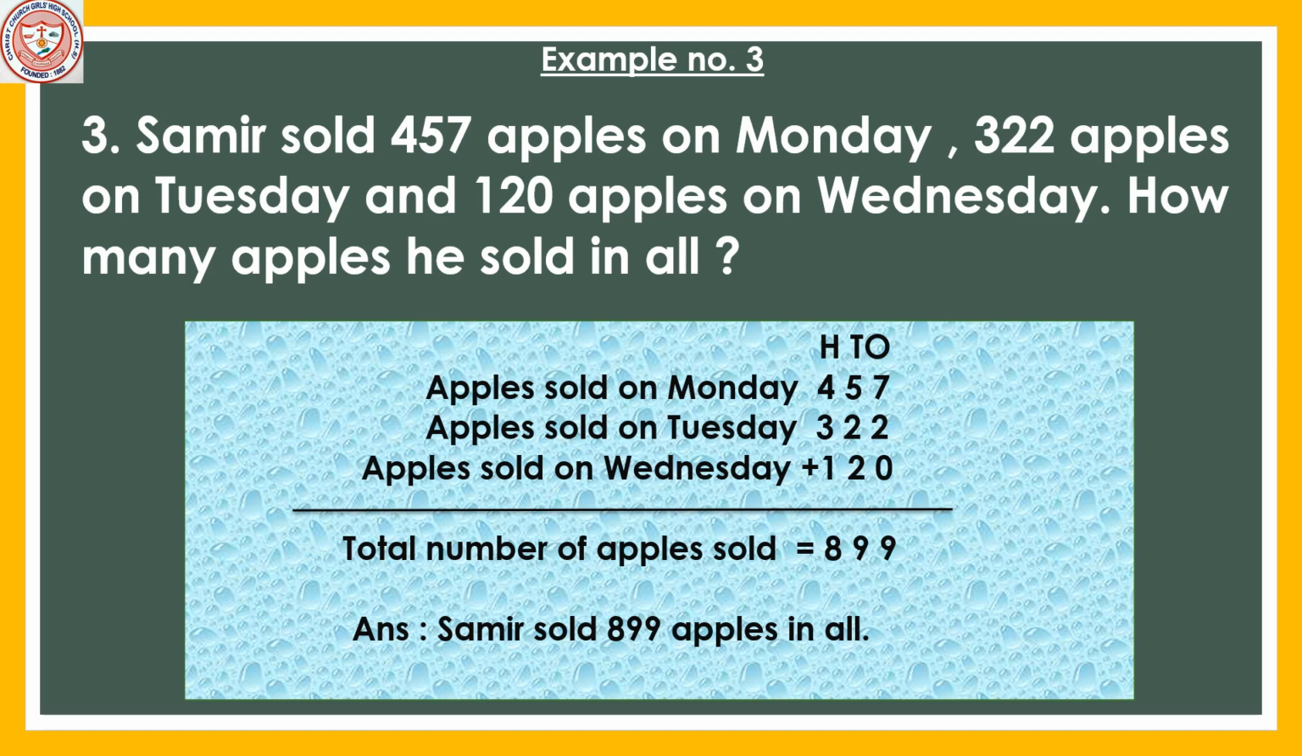Then add the numbers which are in the tens place. It means 5 tens plus 2 tens is equals to 7 tens. 7 tens plus 2 tens is equals to 9 tens. Then write 9 tens in the tens column. And finally add the hundreds. 4 hundreds plus 3 hundreds plus 1 hundred is equals to 8 hundreds. So, total number of apples sold is 899. Now you got the answer, and the answer is Samir sold 899 apples in all.